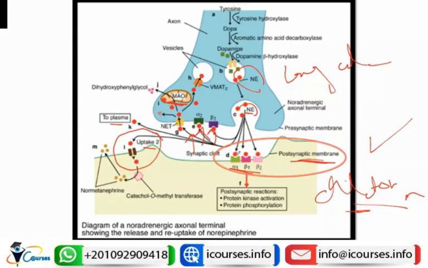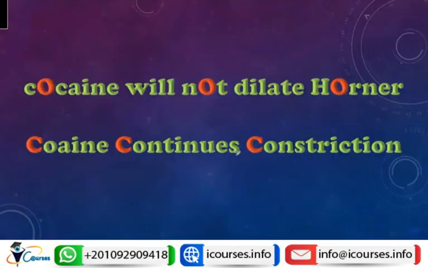The other way, if you want to understand, or if you want to memorize: you can see that cocaine will not dilate Horner. So cocaine will not dilate Horner. This is a mnemonic, or cocaine continuous constriction. So this is the effect of cocaine on the Horner eye. It will not dilate the Horner, or it will continue the constriction.